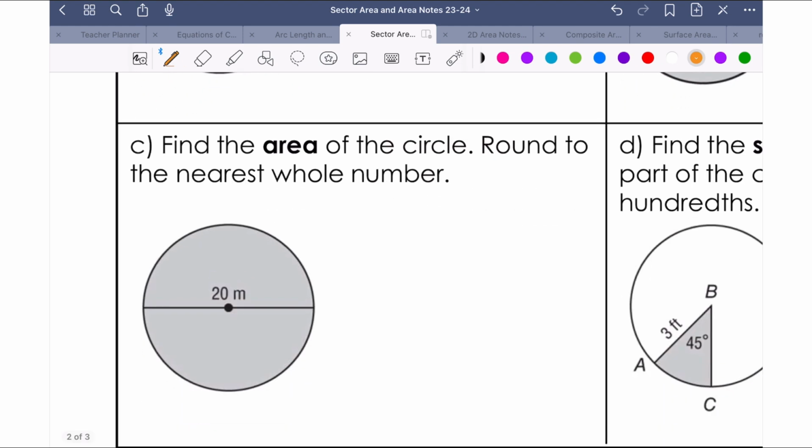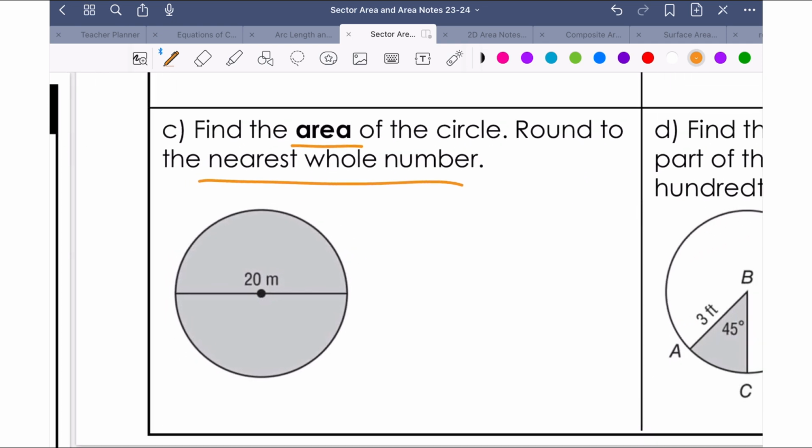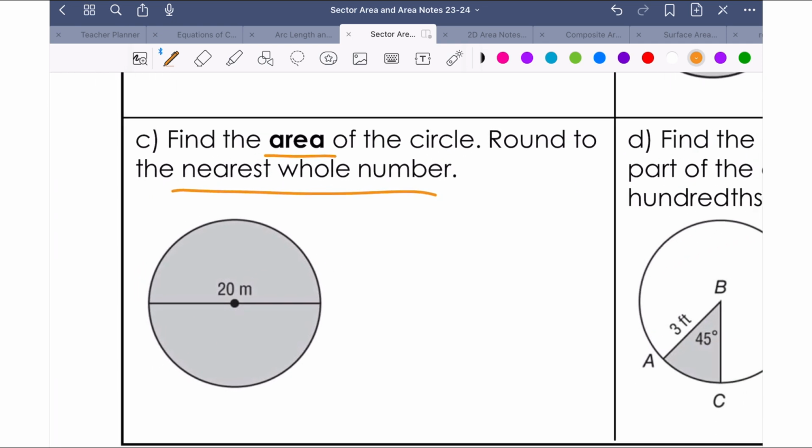All right, this one. Find the area of the circle. Round to the nearest whole number again. But this one's a little different. They did not give me the radius. What did they give me? If it's going through the center and it's a chord, that is not the radius. That is the diameter. So what do I need to do to find my radius? I only need half of it. So 20 divided by 2 is 10. So my radius is actually 10 meters.